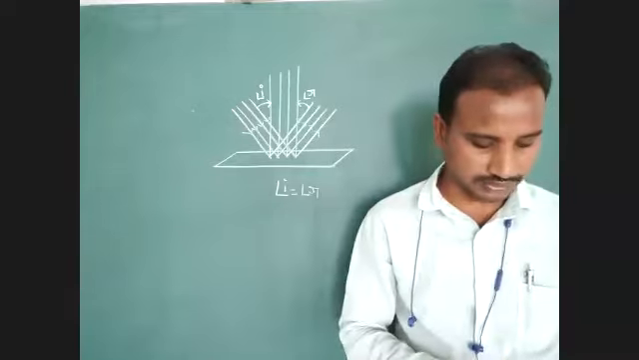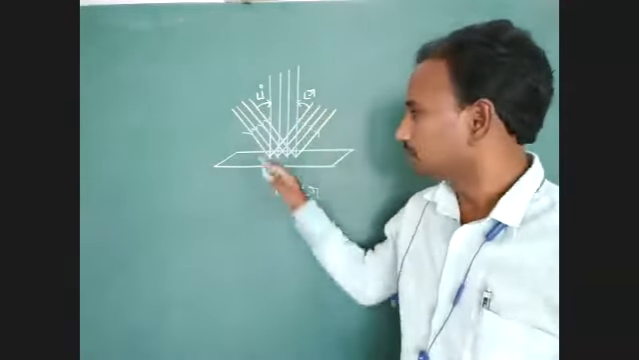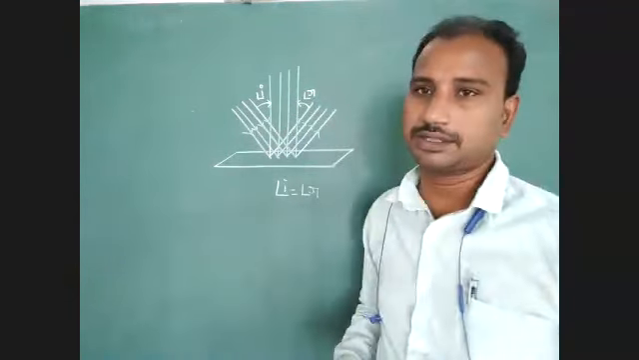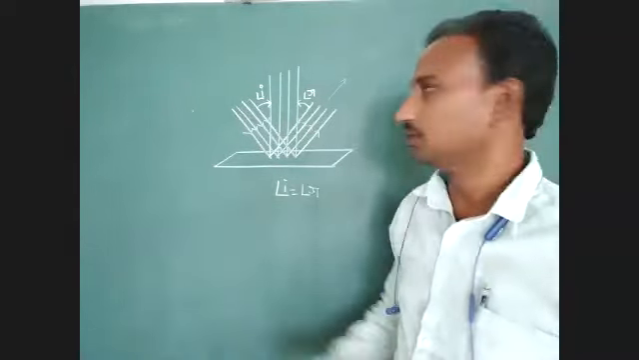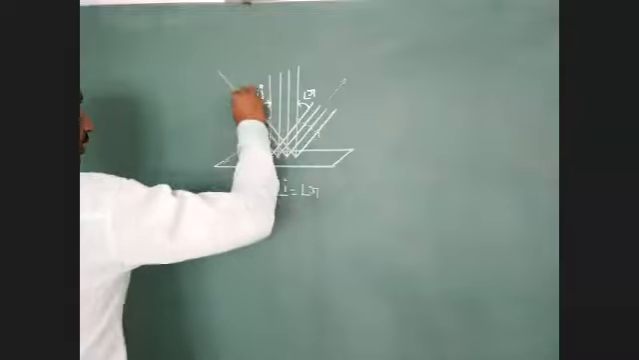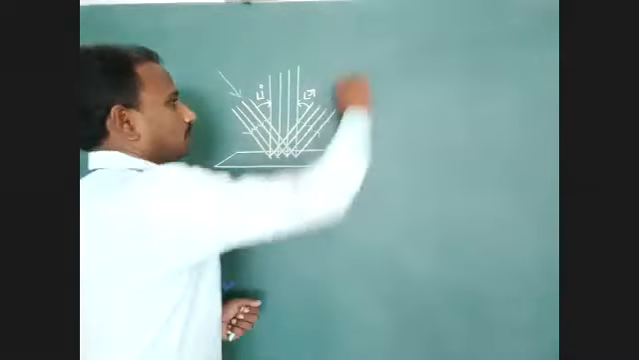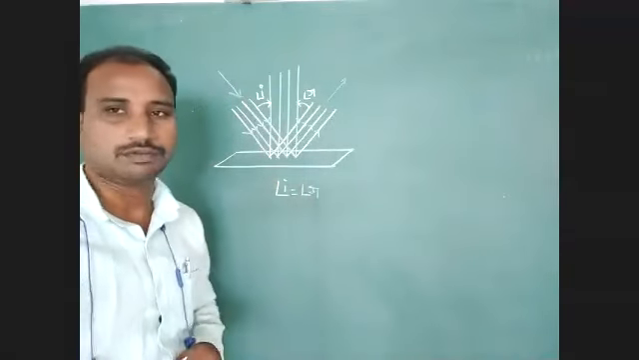So what is the reflection? Regular reflection. Regular reflection means after reflection, all reflected rays are moving in the same direction. We have to identify this direction. The incident ray direction is towards the polished surface of the mirror. The reflected ray direction is away from the polished surface of the mirror.